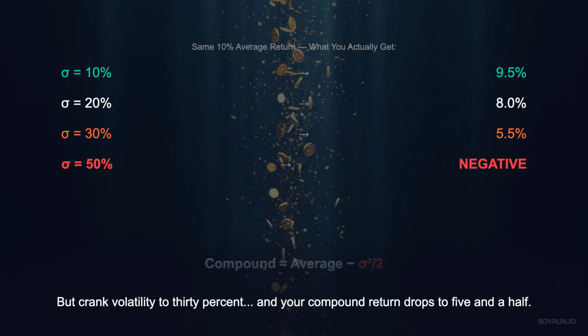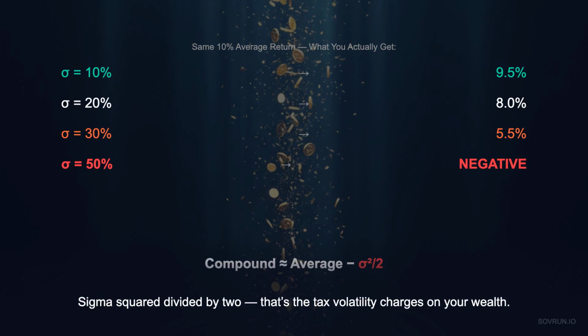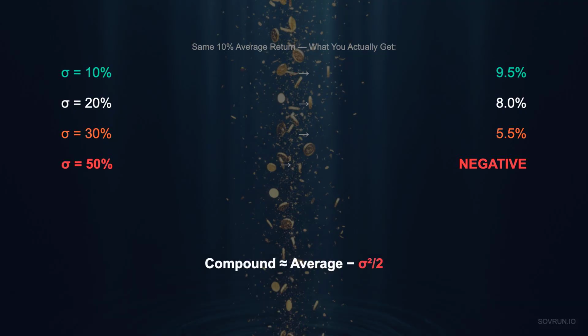Now keep that same 10% average, but crank volatility up to 30%. Your compound return drops to just 5.5%. Push volatility to 50%, you actually lose money, despite averaging 10% per year. The formula is simple. Compound return roughly equals average return, minus half the variance. Sigma squared divided by 2. That's the tax volatility charges on your wealth.